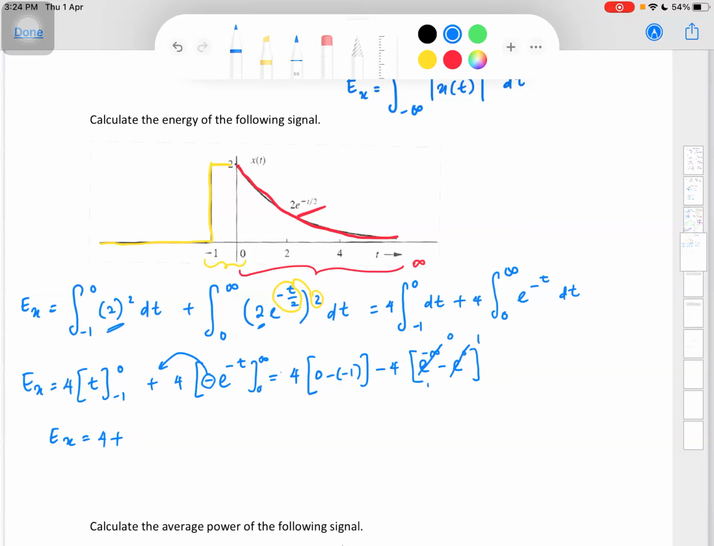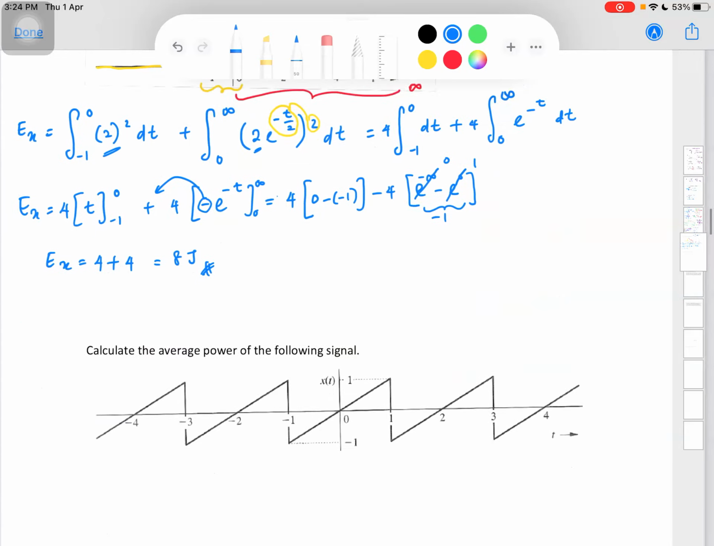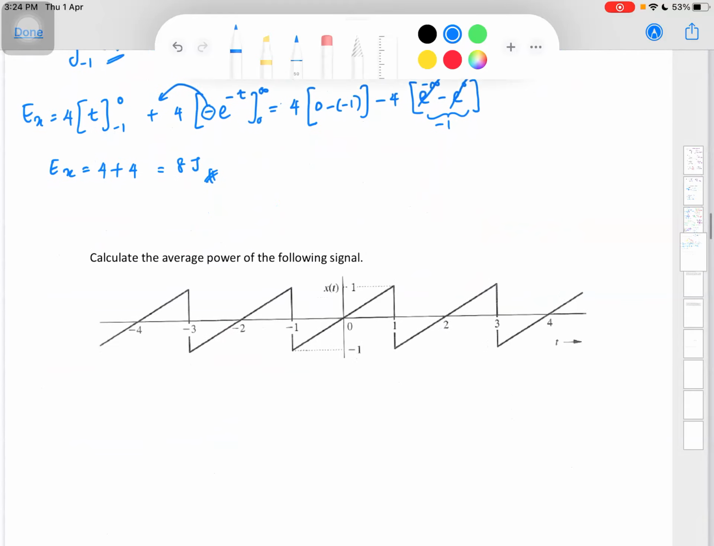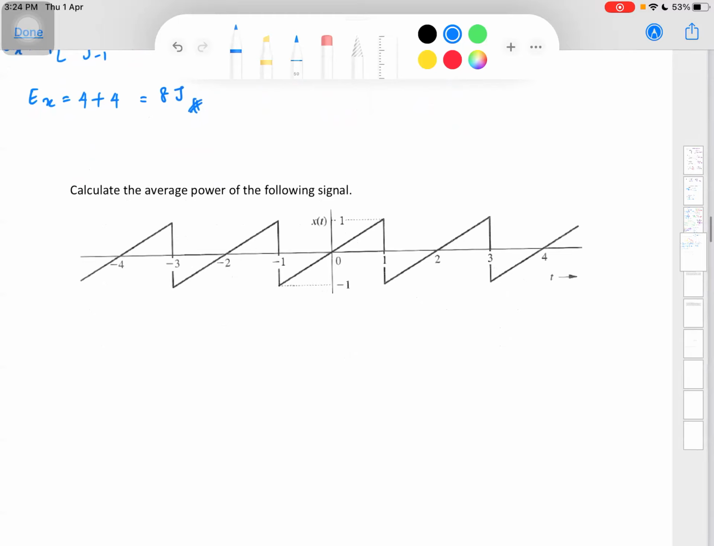Okay, so inside the bracket it will be -1. -1 multiply with -4, we will get +4. So the power, the energy for this signal is 8 joule. Okay, right. Now let's have a look at how to calculate the power of a periodic signal. Okay, for example, like shown in this graph, we have a sawtooth signal.